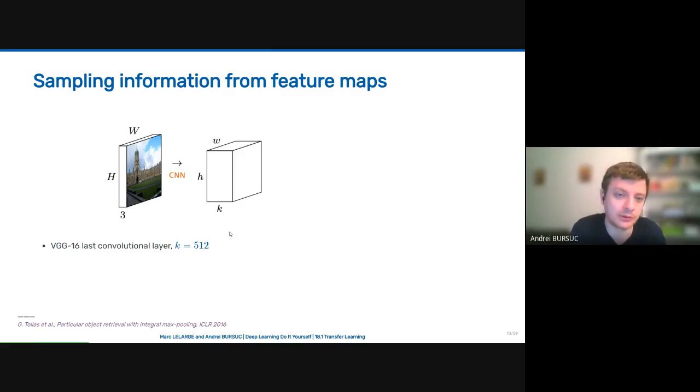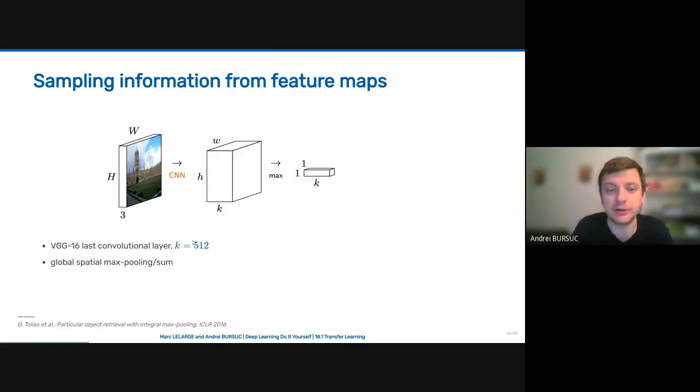researchers went on taking features from lower parts of the network, before the fully connected layers. We can sample information from feature maps. Here I'll take the example of a VGG16 network for which the last convolutional layer has 512 channels, and the H and W here are 7 by 7. What we can do now is what we call global spatial max pooling. We can actually even do the sum, but the first approach concerned max pooling.